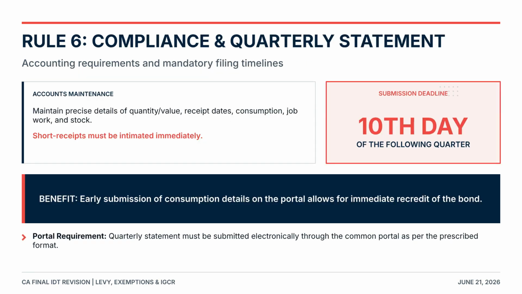Rule 6 imposes important compliance requirements. The importer must maintain detailed records showing quantities and values of imported goods, dates of receipt, consumption details, stock balances, job work movements, exports, and end-use utilization. Any shortages or short receipts must be immediately reported through the Common Portal. Most importantly, a quarterly statement must be filed by the 10th day of the month following the relevant quarter. A useful benefit is that importers can submit consumption details earlier and obtain immediate recredit of their bond. For examinations, always remember the filing deadline, the 10th day of the following quarter.